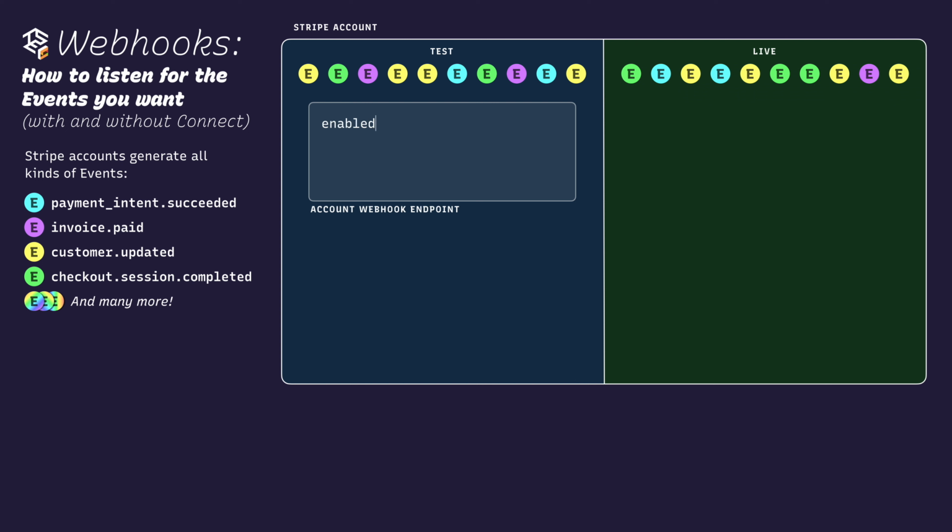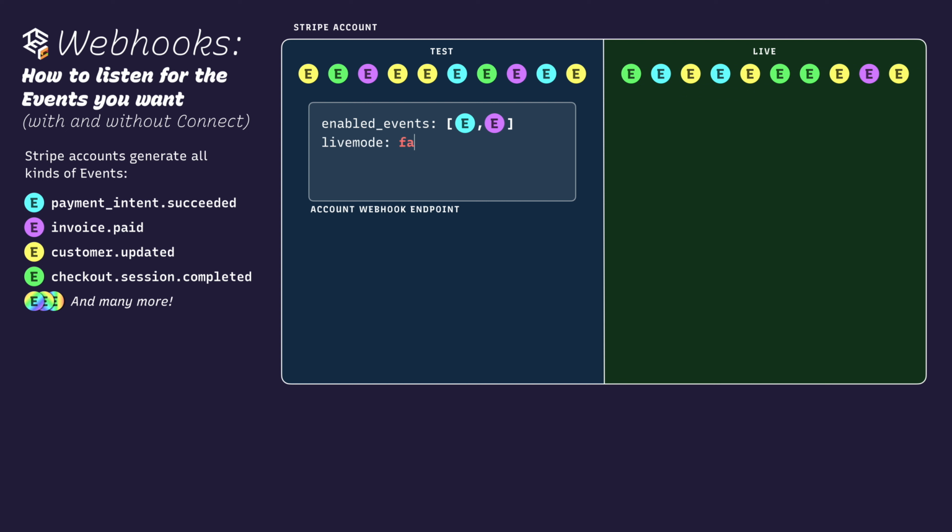We'll start by specifying the event types we want to listen for. In this case, payment intent succeeded and invoice paid events. Note that the specific event types don't really matter. For our purposes, it's only important to know that this webhook endpoint is set up to listen to two specific types of events.